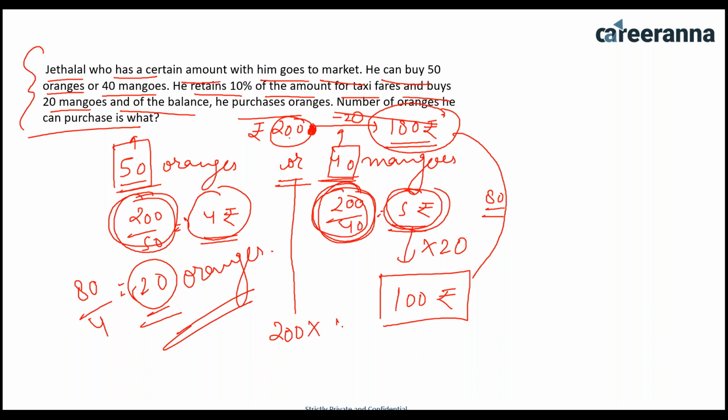200 multiplied by 10 by 100. Yes, Vanishri, you can take 1000. I'll explain this for you. Don't worry, I'll do it. So 10%, I can easily do it. 20. Sanket, is it clear?